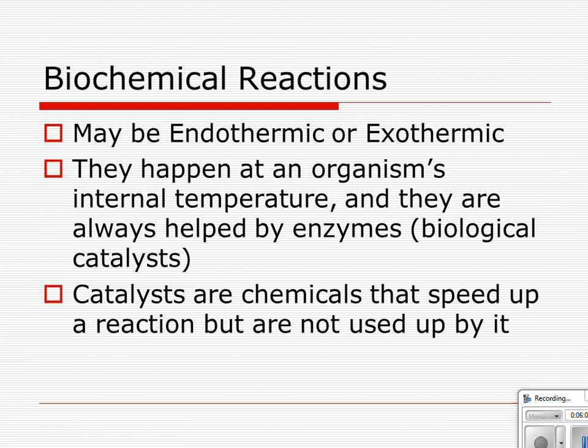And now there are biochemical reactions that we talk about, so things that are occurring naturally within systems on Earth. These may be endothermic or exothermic. They happen at an organism's internal temperature, and they are always helped by enzymes, so biological catalysts. Enzymes usually help speed up the reaction or keep it constant over a period of time. Catalysts are chemicals that speed up a reaction but are not used up, and that's the important part: they're not used up within the reaction.